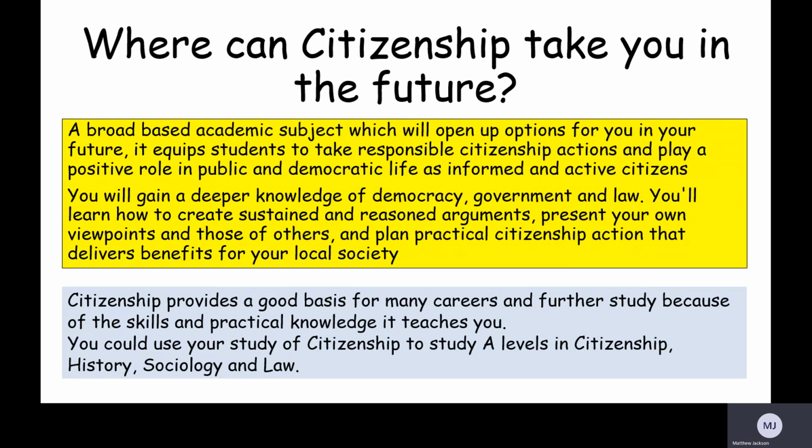Where can citizenship take you in the future? It equips students to take responsibility for citizenship actions and play a positive role in society and democratic life, and being informed and active citizens. Deeper understanding of how the government works, democracy, looking at how you can help your local society. It provides a good basis for many careers and further study because of the skills and practical knowledge it teaches you. You could use your study of citizenship to study A-levels in citizenship, history, sociology, and law, and it brings that stepping stone into the law and stepping stone into becoming a more rounded and active citizen.